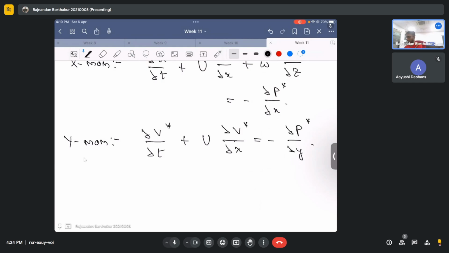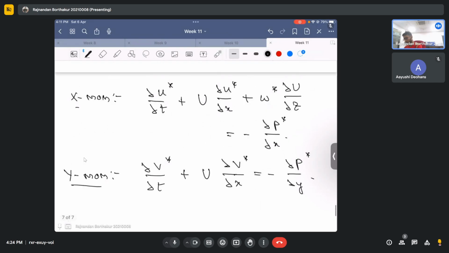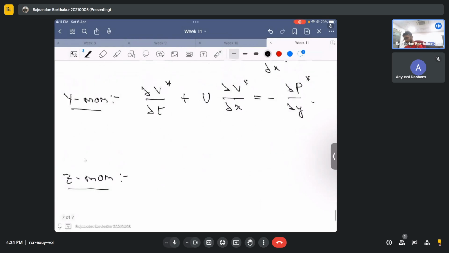All right, and of course the third term, which is the z momentum equation. This is y momentum and this is x momentum. The z momentum is again similar to the y momentum, which is del w star by del t plus u times del w star by del x equal to minus del p star by del z.